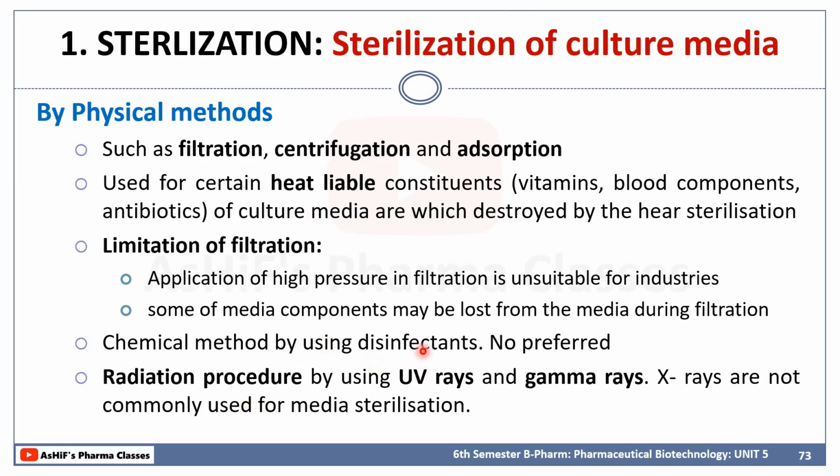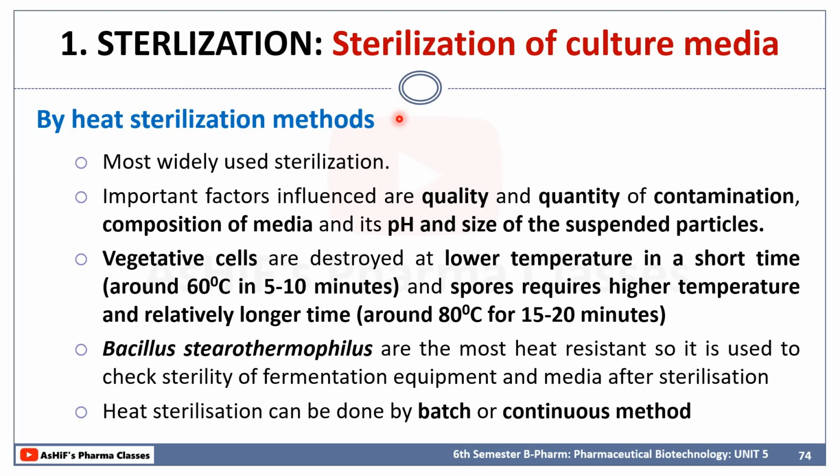And chemical methods, usually by using some kind of chemicals such as disinfectants, are not preferred in the case of a fermentation process. We can also use some type of radiation procedure, like UV rays or gamma rays. X-rays are not commonly used for media sterilization, and this will be costly when compared with the conventional heating method. So we go for the heat sterilization method.